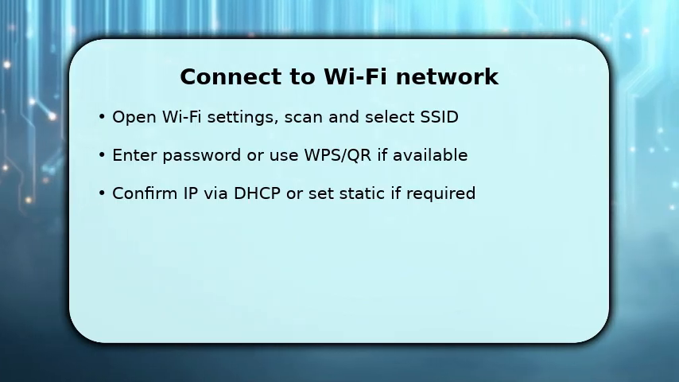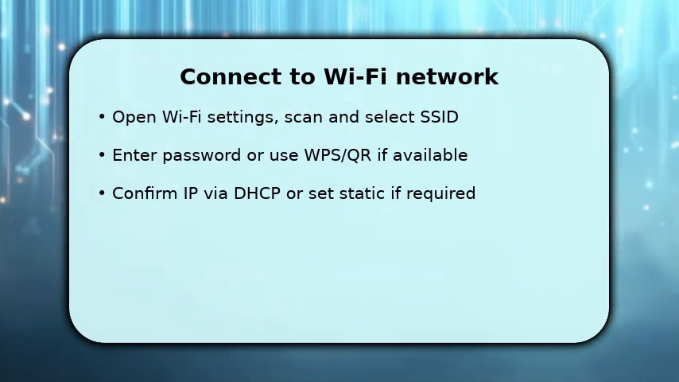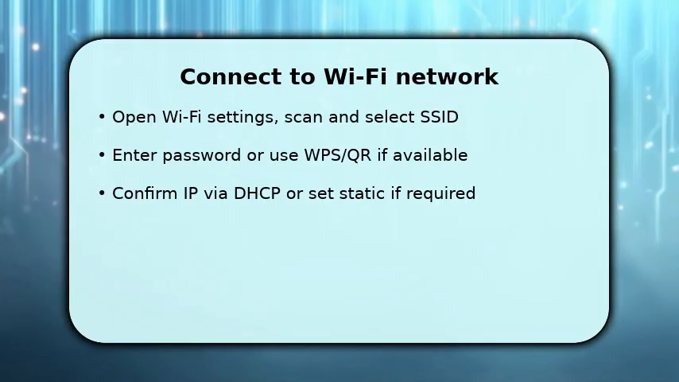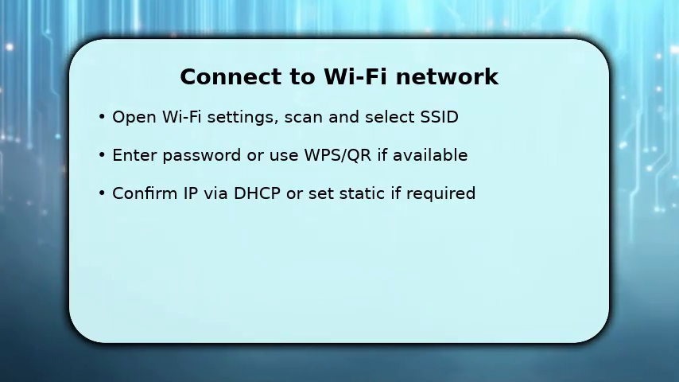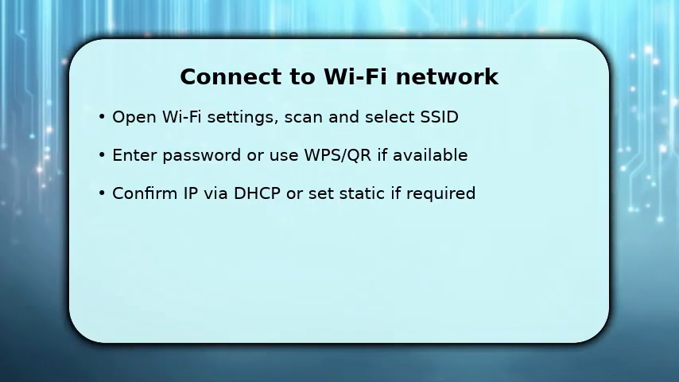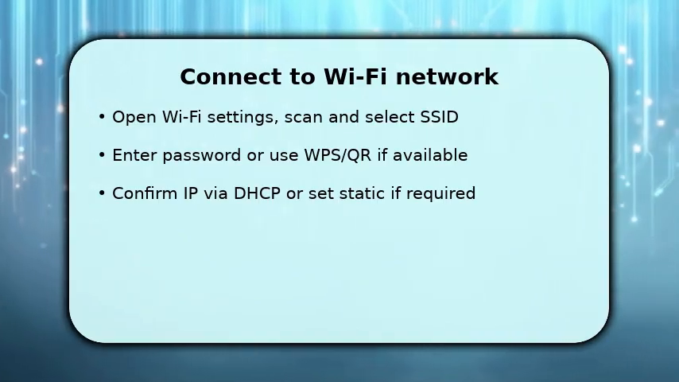Once connected, make sure DHCP assigns an IP. If not, set a static IP with proper gateway and DNS. This matters because with cellular off, Wi-Fi handles all traffic.